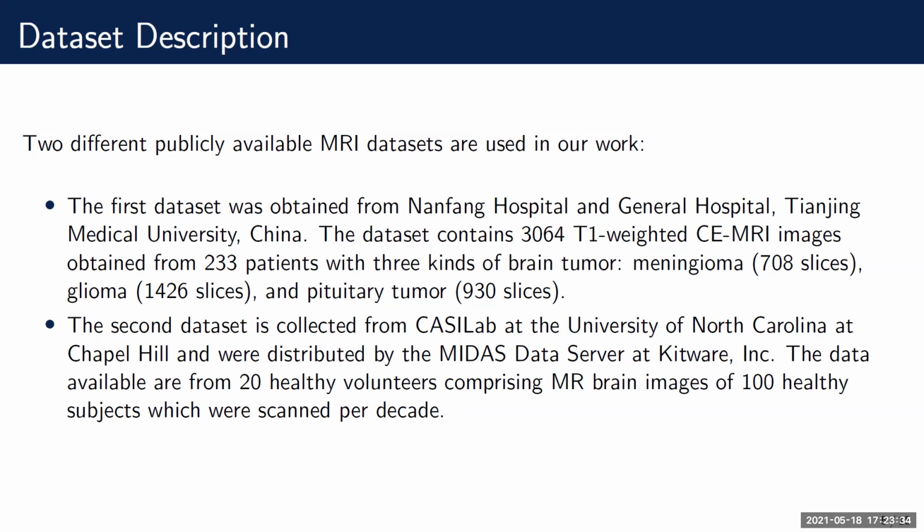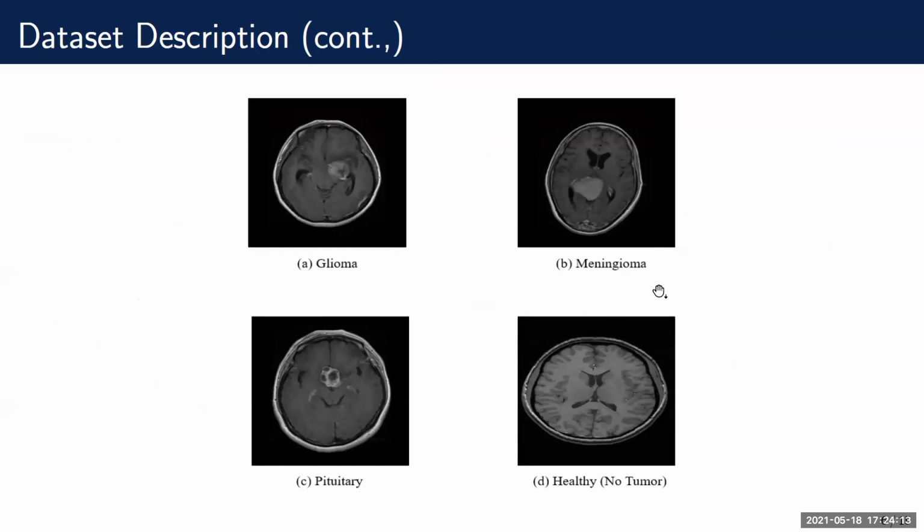And the second data set I have collected from the University of North Carolina. The data available are from 20 healthy volunteers, comprising MRI images of 100 healthy subjects which were scanned per decade with different age groups, and also with the exclusion of any subject with a history of any disease that affects the brain. So it means these are healthy brain images. Here are the samples of the tumors: glioma, meningioma, pituitary, and healthy, no tumor.